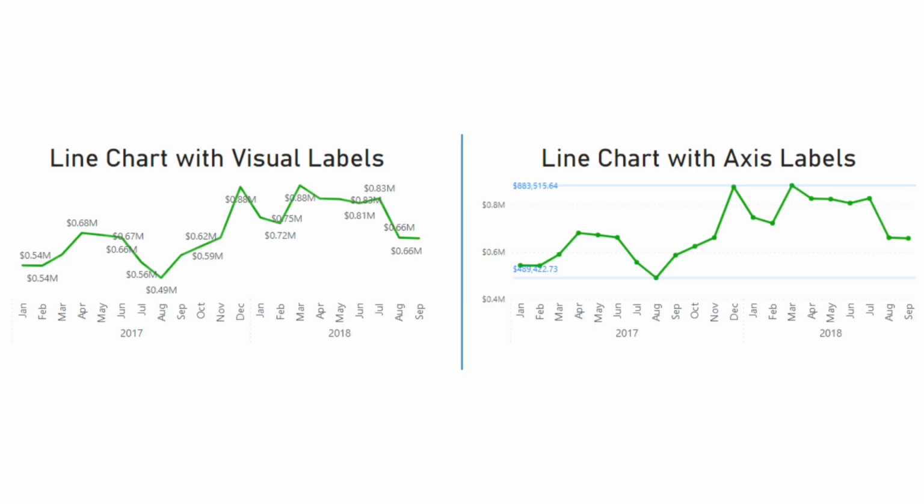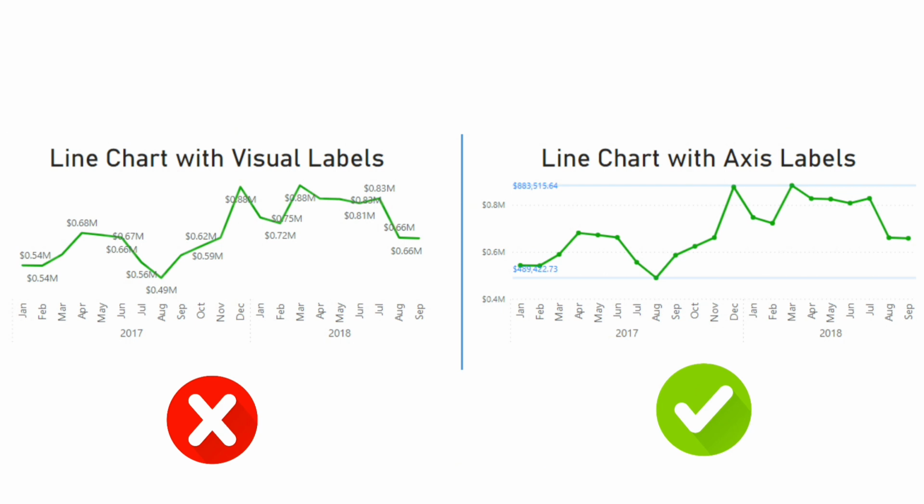Okay, so we have a line chart on the left hand side. The line chart has visual labels. Then on the right hand side, we have a line chart with the axis labels. So which do you think is better? The line chart with the visual labels, or the one with the axis labels? All right, so the line chart with the axis labels is better, okay, because it is uncluttered. It doesn't have the visual labels together, which can confuse the audience.